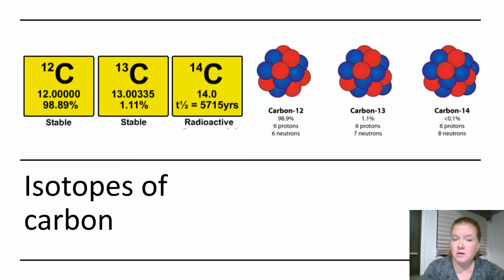Now if you look at carbon, we have 2 that are stable and 1 that is radioactive, which we'll talk about when we do nuclear chemistry. Again, the mass numbers are 12, 13, 14. The mass is the decimal number, the atomic mass. The number of protons is the same. You can see the number of neutrons is what changes.